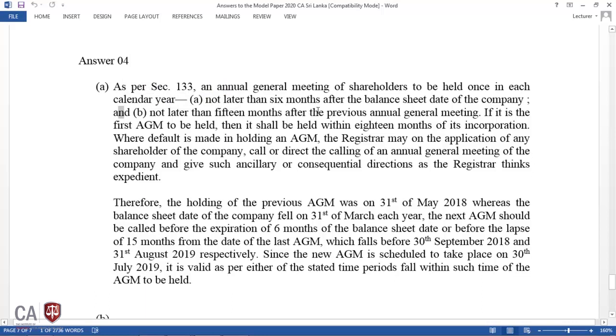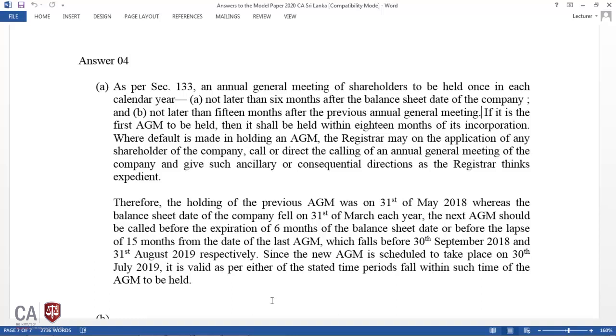not later than 15 months after the previous annual general meeting, which means that the previous annual general meeting was held on 31st of May 2018. So, 15 months from May 2018 is August, before the 31st of August. So, it should correctly be said that before 31st of August it should be held, even though the balance sheet date might give you up to 30th of September.